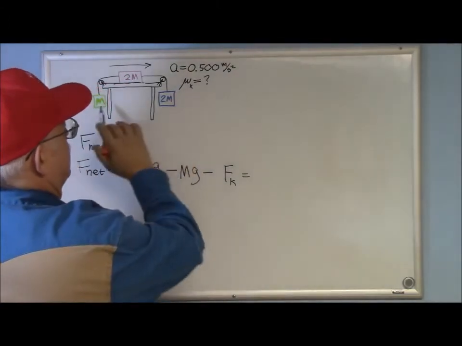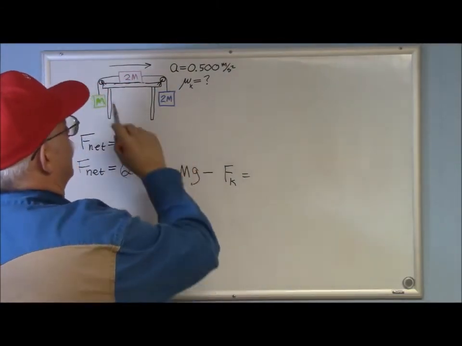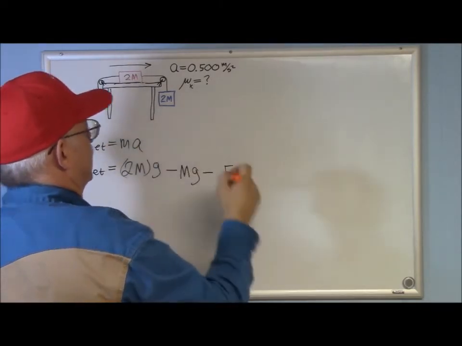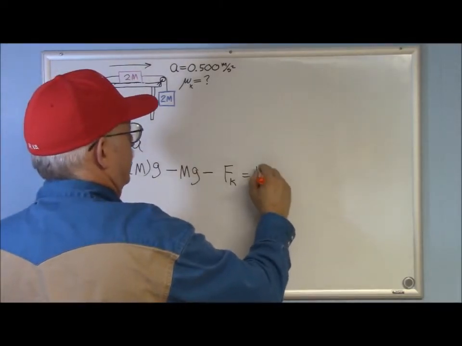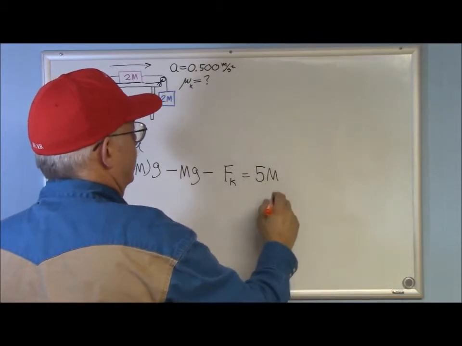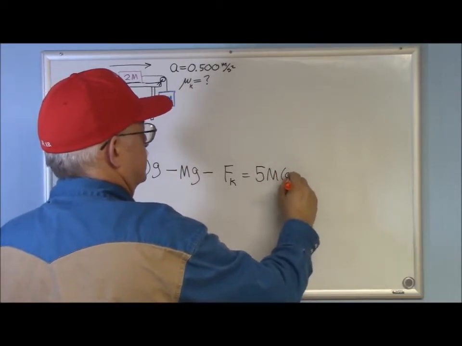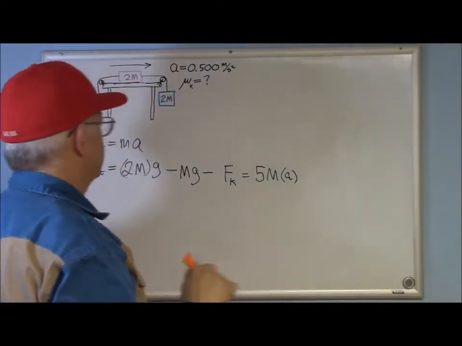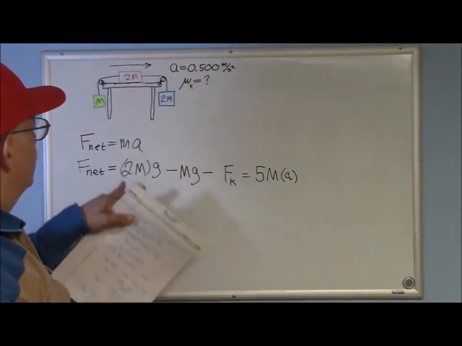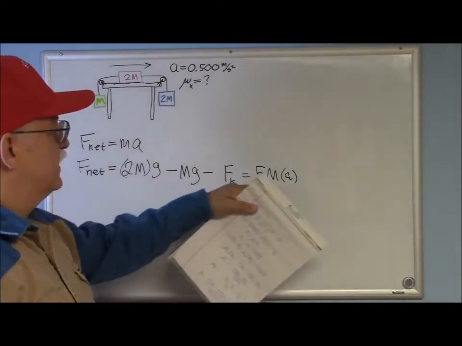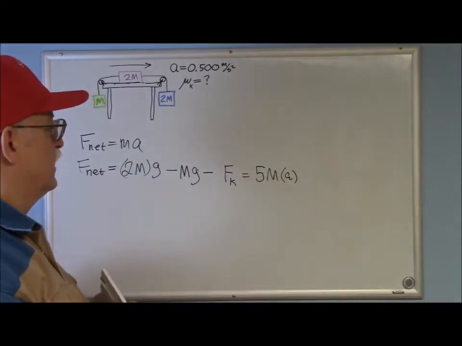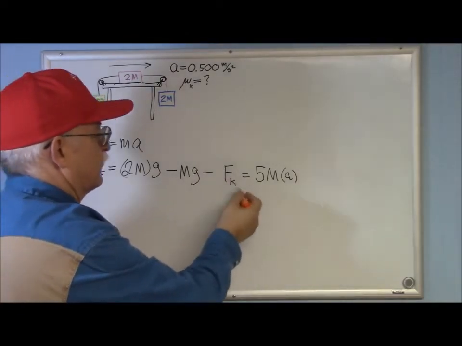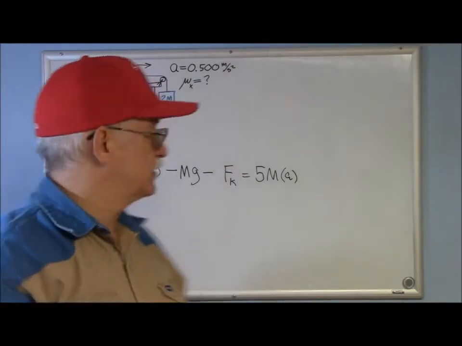Well, in this case, m will be big M plus 2 big M plus 2 big M. That is 5M times the acceleration, which we already are given numerically, but we'll hold off substituting for a moment. So we know that the net force equals 5 times big M times a. The kinetic friction force is what we need to work on some more.